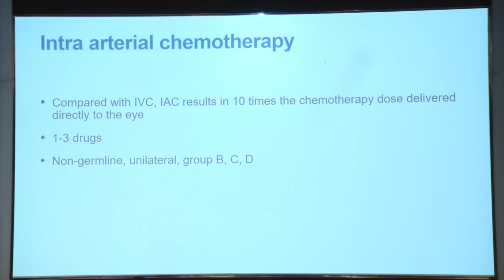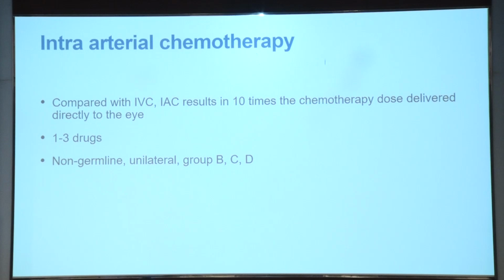But then again, the management has to be tailored, so it's not just about chemotherapy. A newer thing that we have is intra-arterial chemotherapy, where you go directly into the ophthalmic artery and directly inject a drug which delivers almost 10 times the concentration of dose into the eye as compared to the systemic chemotherapy. 1 or 3 drugs are given. Dr. Fairuz would be talking about the details of intra-arterial chemotherapy.